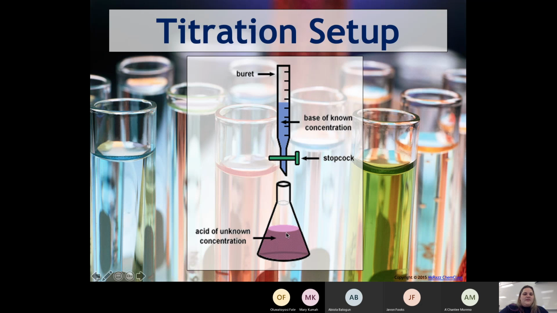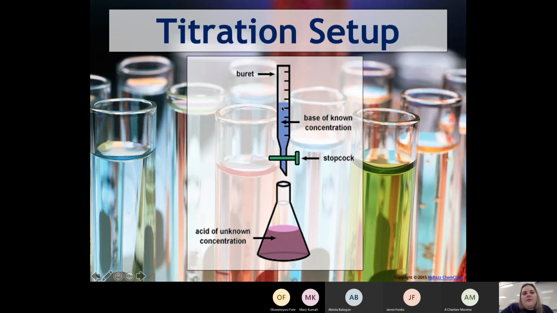But what happens is you know the volume of the acid down here in the flask, and you don't know the concentration of it. But up here in the burette, you have your base, you know the concentration of it, and you don't know the volume at the beginning, but after you've added it and your color change happens, you use the burette. It has these markings on it. You measure the volume that you added into the flask.